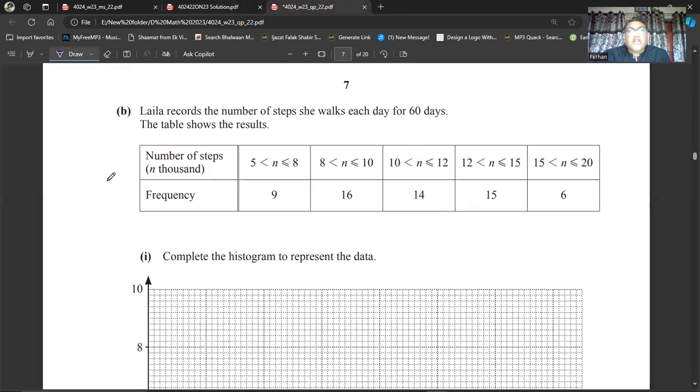Okay. So now we have the question number 3B part. Lela records the number of steps she walks each day for 60 days. The table shows the results. So here we have number of steps, and they are in thousands. That means 5,000 to 8,000, 9 days, 8,000 to 10,000 steps, 16 days, 10,000 to 12,000 steps, 14 days, 12,000 to 15,000 steps, 15 days, 15,000 to 20,000 steps, 6 days.